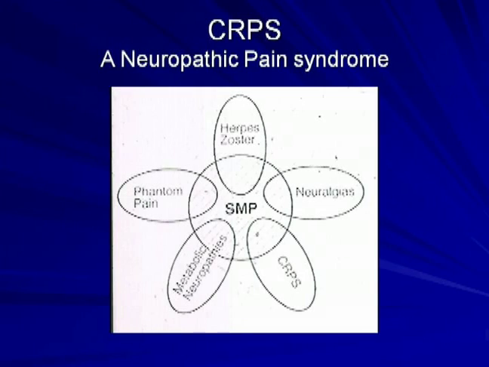So what is CRPS? CRPS is believed to be a neuropathic pain syndrome. And if you look at sympathetically maintained pain, sympathetically maintained pain can affect many neuropathic pain conditions, from neuropathies and neuralgias, phantom pain, herpes zoster. There are reports in the pain literature of all of these conditions responding to sympathetically maintained pain treatment.